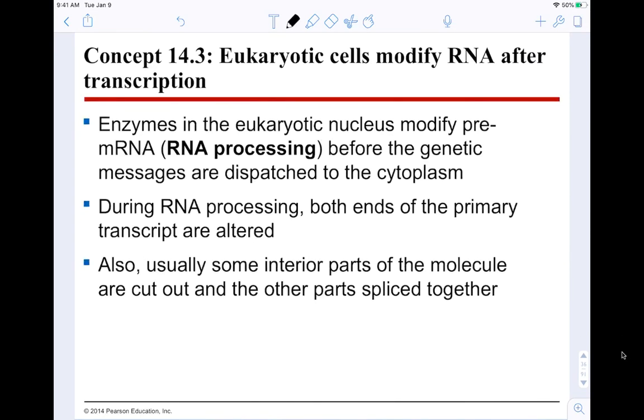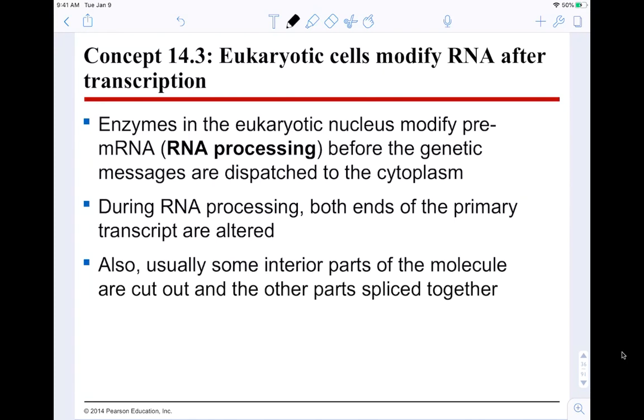So eukaryotic cells modify RNA after transcription. This is mRNA processing, or RNA processing. Enzymes in the eukaryotic nucleus modify pre-mRNA because it has other things in there that we do not want. So we just want to get our finalized mRNA to then go on and create our protein in translation.